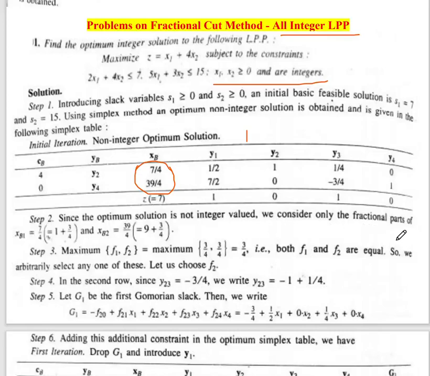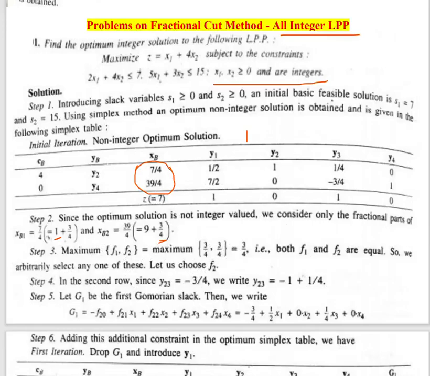So here we will consider the fractional part of xb1, that is 7 by 4. This can be written as 1 plus 3 by 4. This is the fractional part and this is the whole number part. Xb2, 39 by 4, can be written as 9 plus 3 by 4, so this is the fractional part. We can consider the fractional part of both terms.